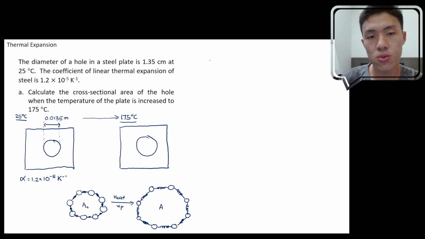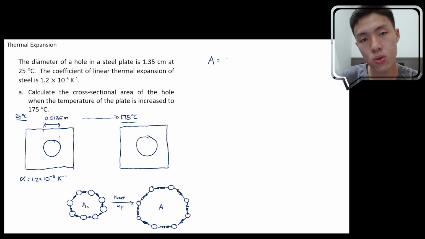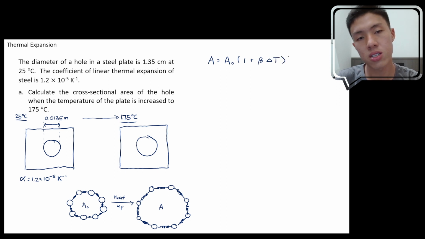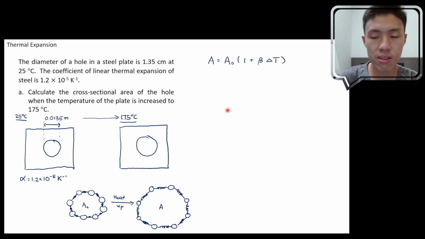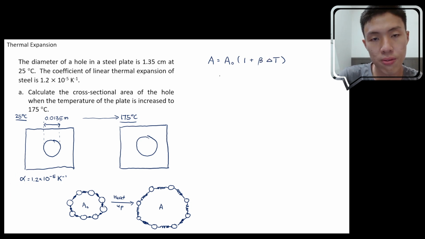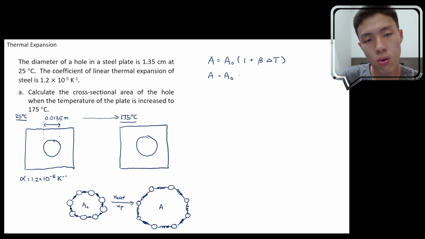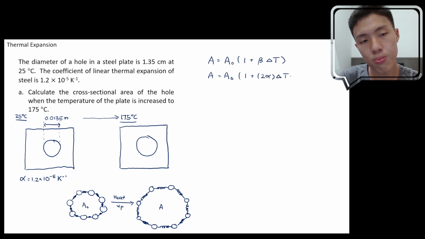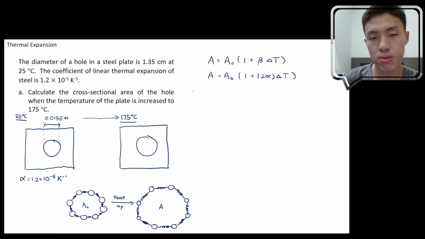So for area expansion, we know that the new cross-sectional area of the hole when the temperature is increased to 175 degrees Celsius is equal to the old area of the hole times 1 plus beta delta T. This is what we know from earlier. Beta is not given here. Beta is the coefficient of area expansion, but we know that it is just twice the coefficient of linear expansion. So you can modify the equation to be 1 plus 2 times alpha times the change of temperature. Now we have all the values that we need. We are just left with substitution. So the new area, which is what we want to find, is the old area.